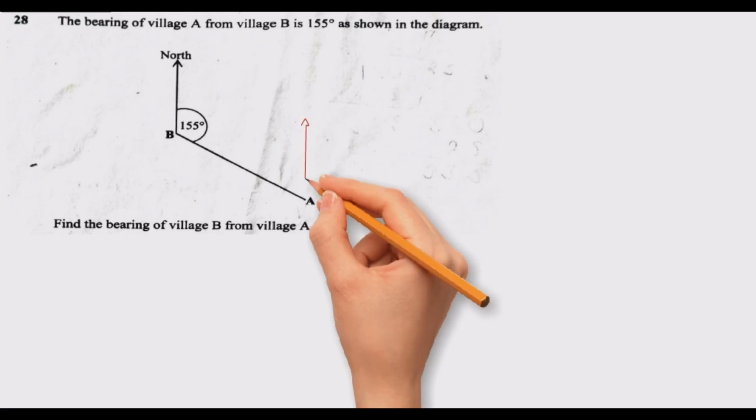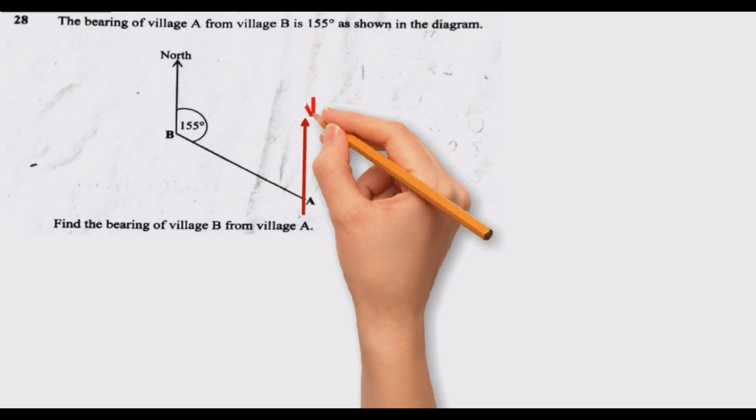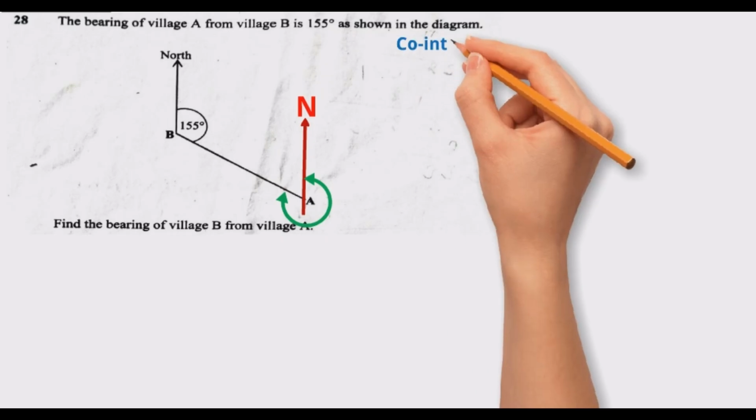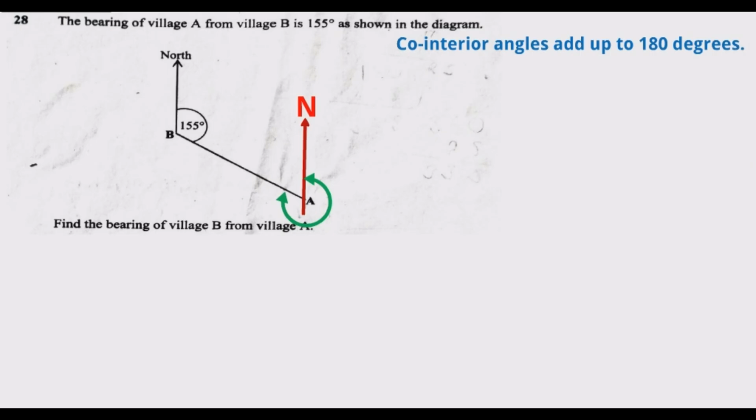So what we need to do first, we come to the point A. We draw a north line. So that is the north line going upwards. So we need to find the bearing of village B from village A, like I'm showing you here. Basically, to find the answer for this one, we can use 2 ways. I'm going to show you the 2 different ways you can find the answer. The first one, we are going to use co-interior angles add up to 180.